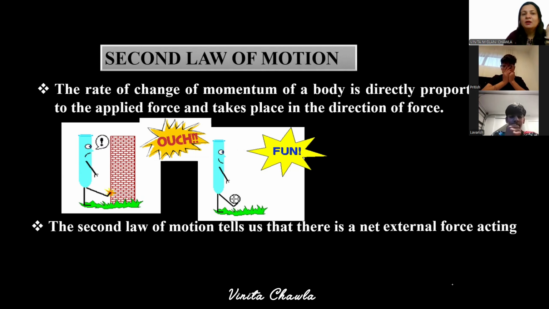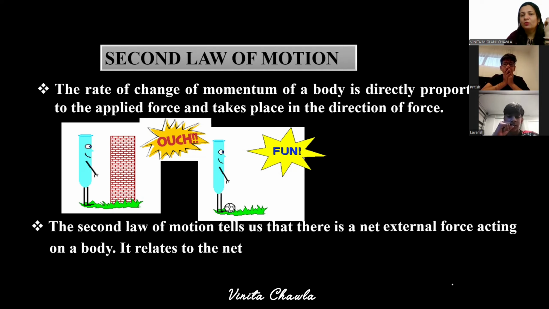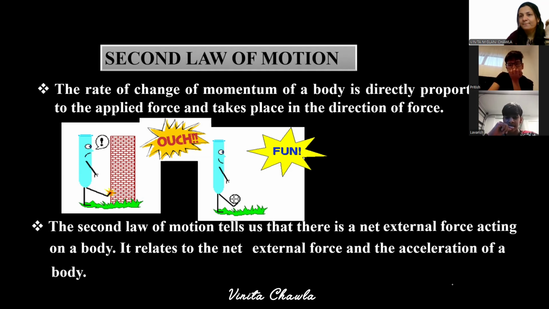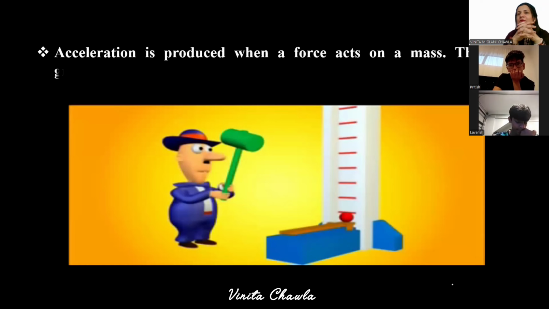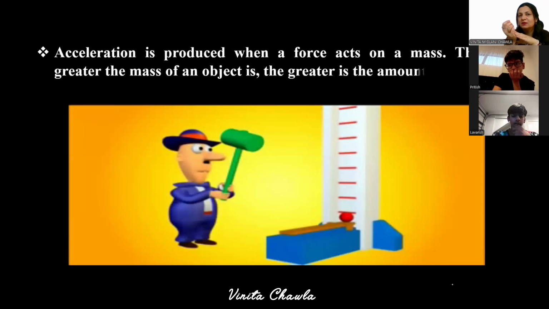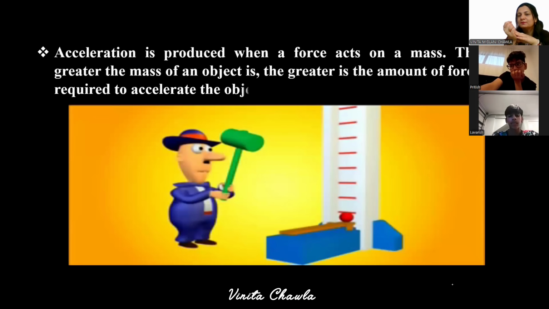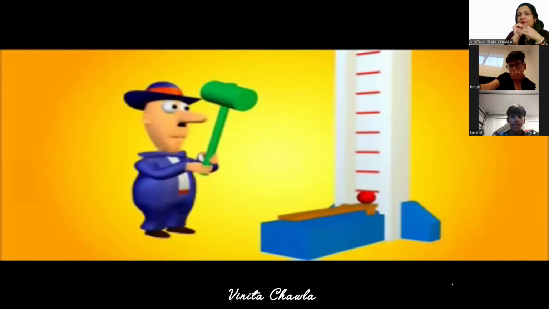So, second law of motion states that there is a net external force acting on a body. It relates the net external force and the acceleration of a body. So, acceleration is produced when force acts on a mass, right? To cause an object to accelerate or speed up, a force must be applied. The more force you apply, the quicker you accelerate.